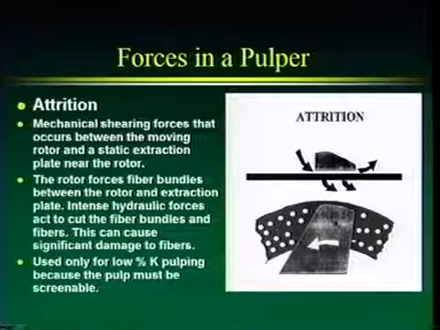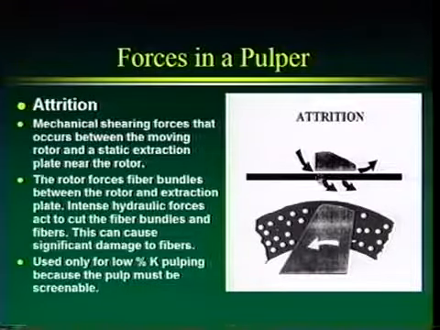Here's a top view where the rotor is moving this way, and the bottom of the pulper, stationary with the holes in it, is right here. Now what happens is that big flocks of material, fiber bundles, get trapped between the rotor and the bottom of the pulper. And that causes an intense cutting action. That can cut fiber bundles, it can cut contaminants, but it's a pretty intense action. Overdoing attrition can really hurt fibers.